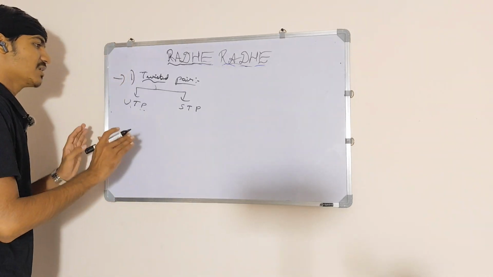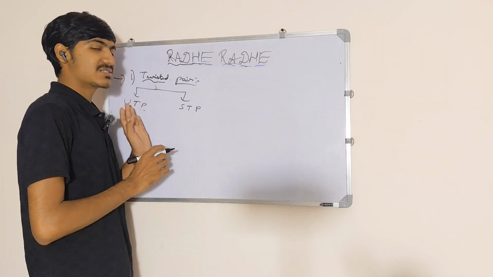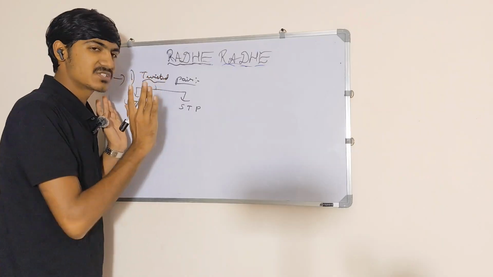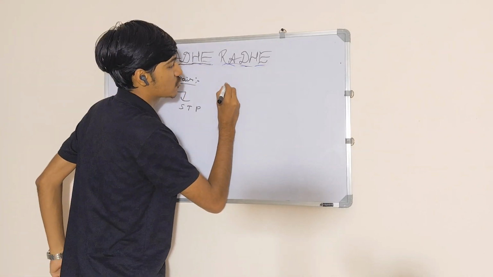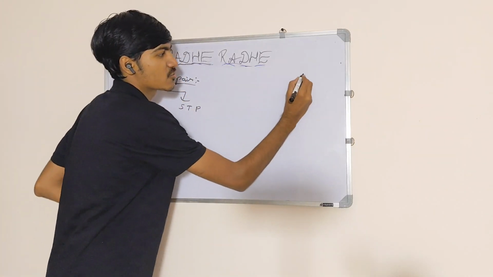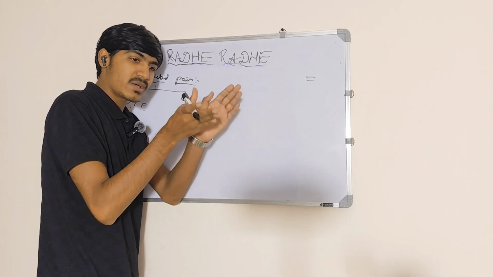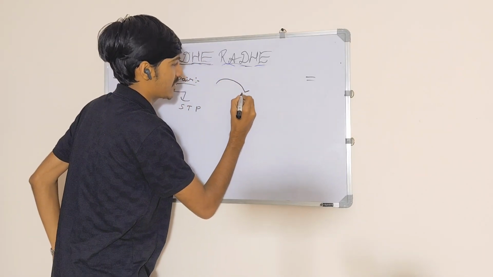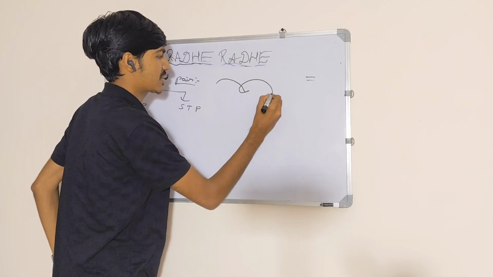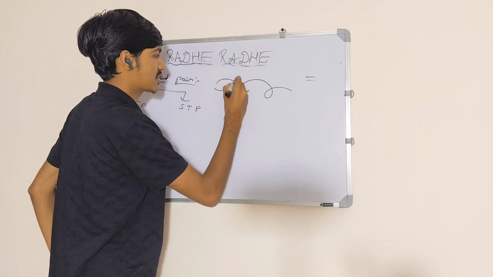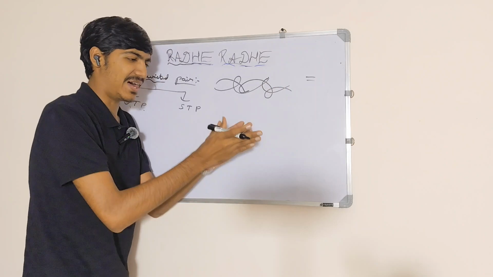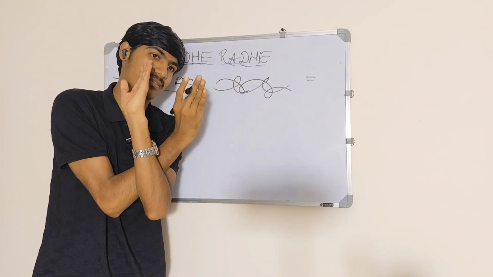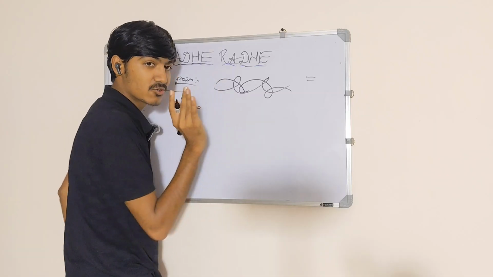Okay. Now, first let's discuss unshielded twisted pair. Before that, what is twisted pair? Twisted pair is nothing but two wires running in a twisted pattern. It's like this, like DNA cells. There are two wires.